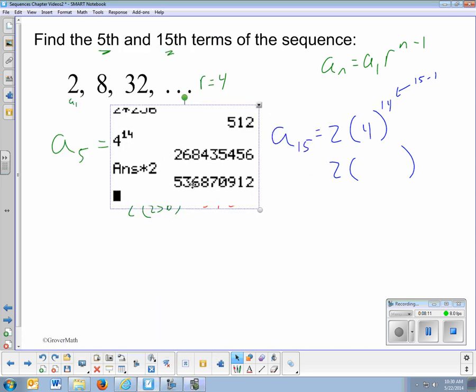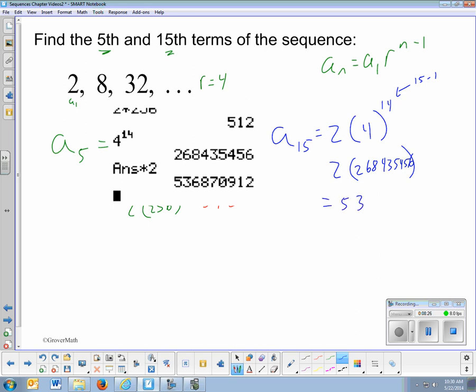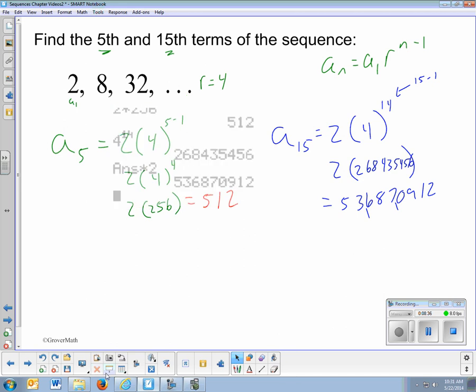And so we're going to see these sometimes in this chapter for this reason. Let's see. That's a 2, 6, 8, 4, 3, 5, 4, 5, 6. And then the final answer is 5, 3, 6, 8, 7, 0, 9, 1, 2. Yikes. Big number. So 53 million. All right. So yeah, calculator is helpful there.